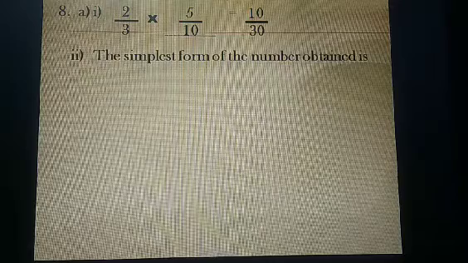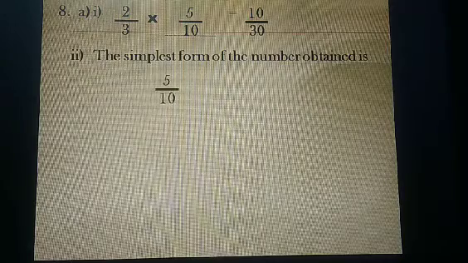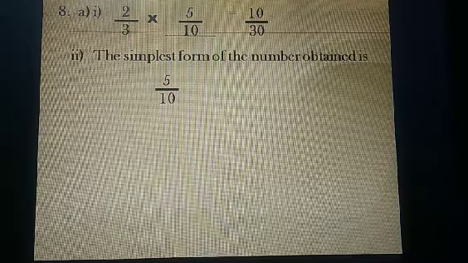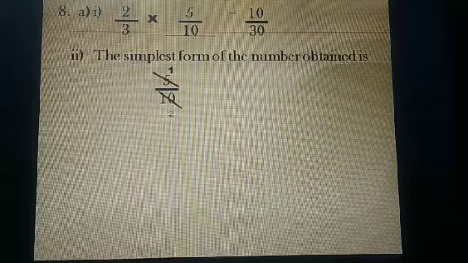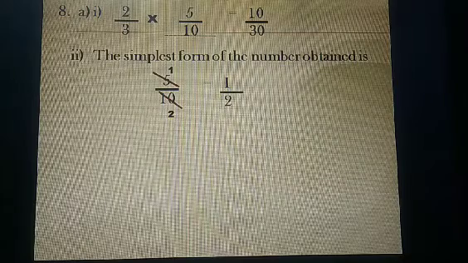Moving to question number 8, first part. Here you have to provide the number in the box such that 2 by 3 into dash is 10 by 30. So what will you multiply by 2 to get 10, and what will you multiply by 3 to get 30? Yes, it's 5 upon 10. Now in the second part, you have to mention the simplest form of the number obtained. So here the number obtained is 5 by 10. Is there any common factor in this? Yes, 5. So 5 ones are 5, 5 twos are 10. Simplest form is 1 upon 2.